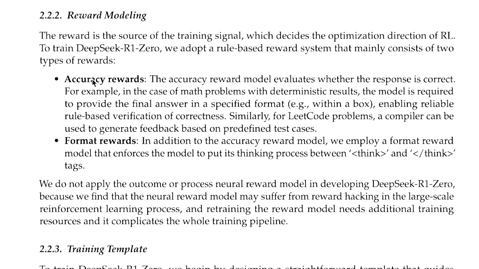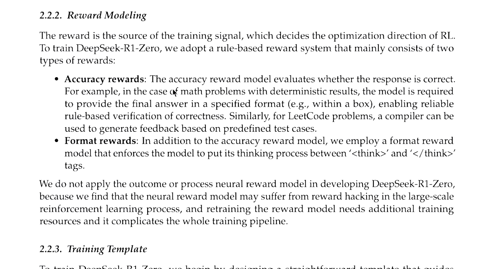I think that's super cool in itself, because what they do is, once you generate those chains of thought from the model, whether they're right or not is a different question, they use reward modeling to actually determine whether it was a good chain of thought. And the way they do this is through accuracy rewards and format rewards. So for accuracy, it evaluates whether the response is correct.